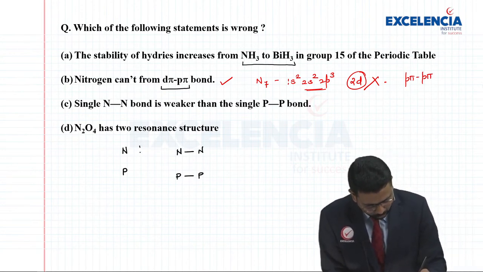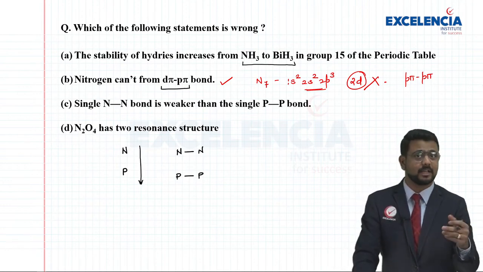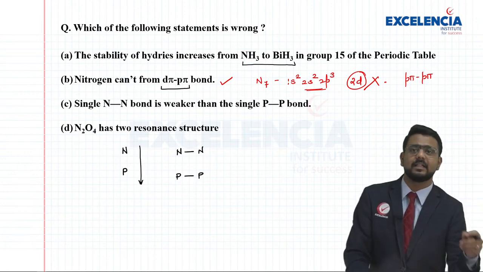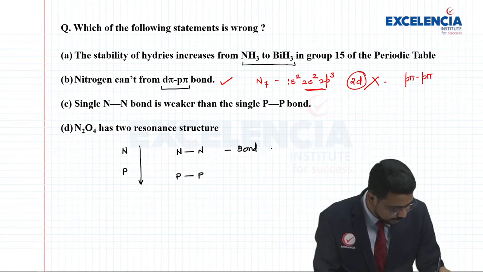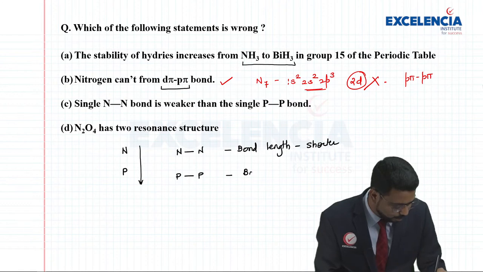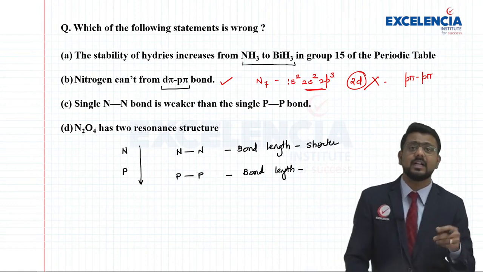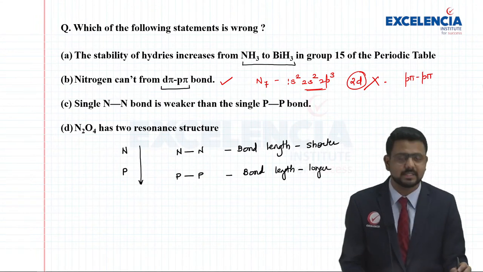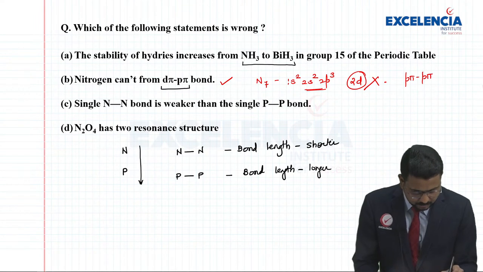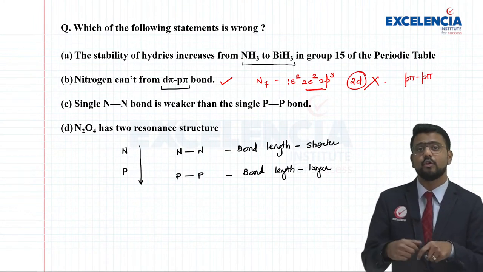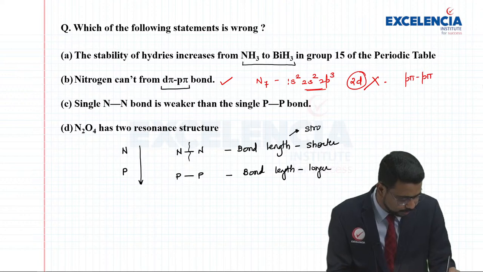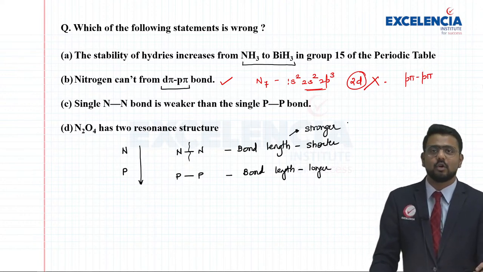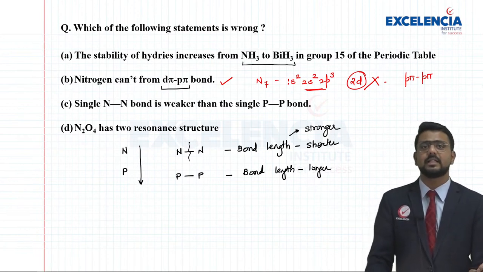Now, we know that as and when we are going down the group, what happens to the atomic size? Atomic size definitely increases. So the atomic size of phosphorus is greater than that of nitrogen. And that's the reason when we say N single bond N, this bond length is going to be shorter, right? Whereas P single bond P bond length is relatively larger, okay? So it is going to be longer compared to N single bond N, right? So if N single bond N is a shorter bond, definitely, as I told you, you'll require more energy to break that bond, right? And hence, this particular bond is going to be stronger. So the statement says N single bond N is weaker than single P bond.